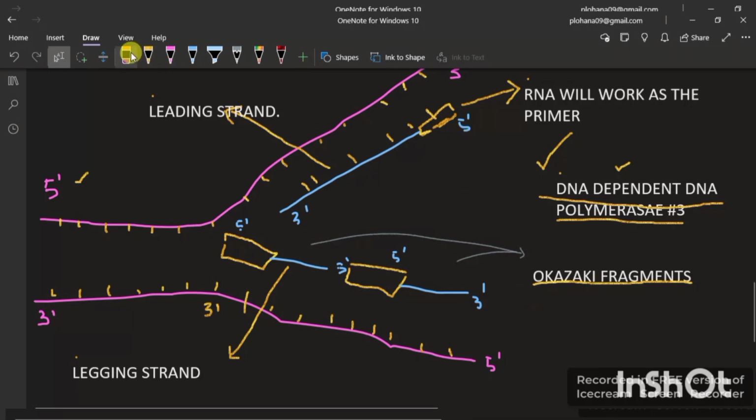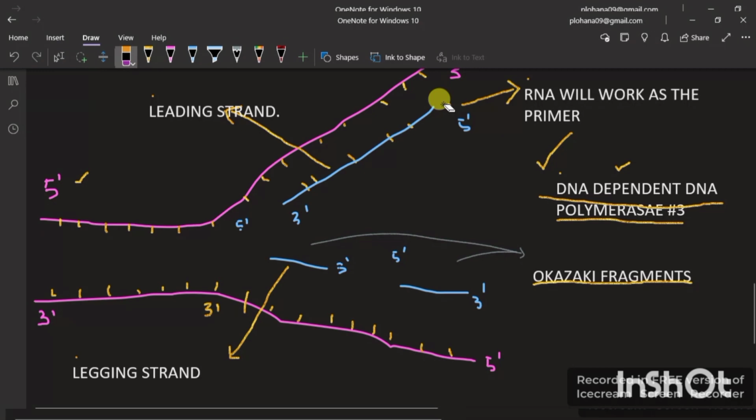So these pieces will be removed. This enzyme will remove these pieces as well. This piece will be removed, again this piece will be removed. Now, this is the continuous strand or leading strand, we know that, but here we have to join these fragments, these Okazaki fragments.